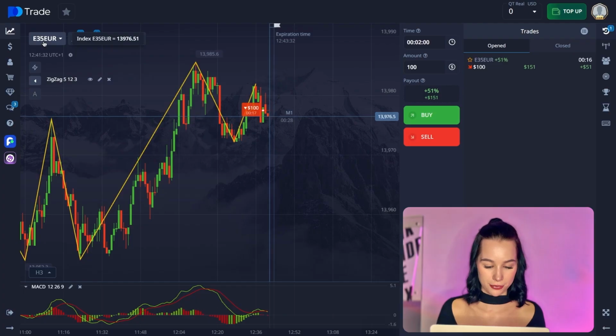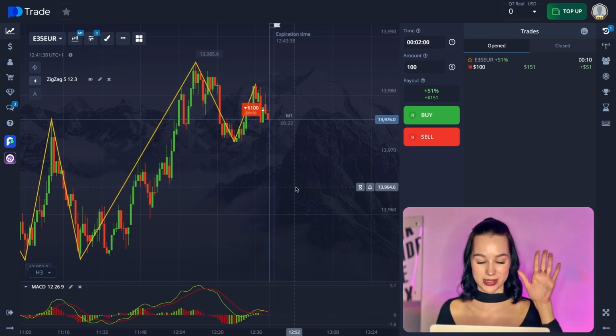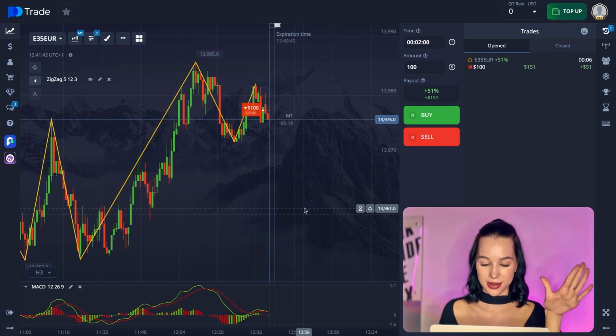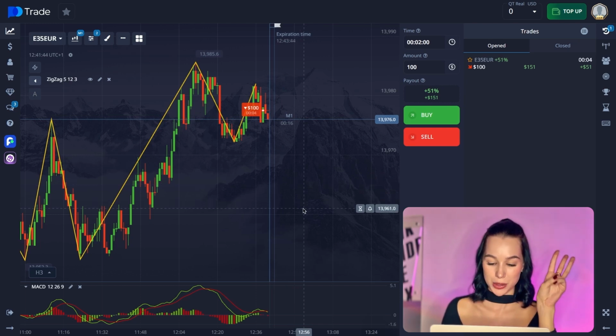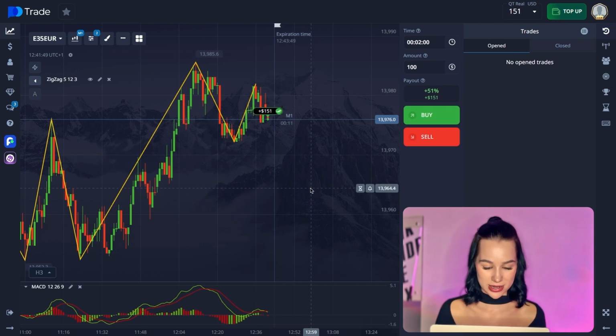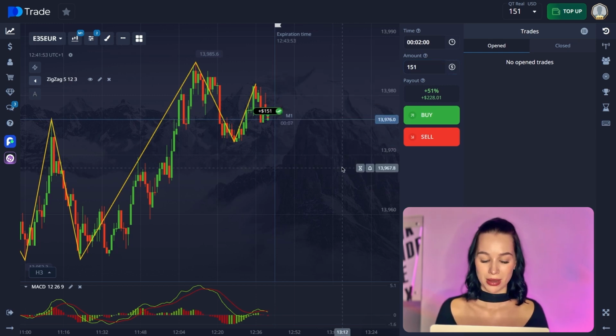But actually we have here just 15 seconds till the end of our trade. As we can see, it reversed in the direction that we need, so it's just 10 seconds till the end. I hope it's gonna be fine. Okay, it's 5 seconds, 4, 3, 2, 1, and we close it in the plus. Here we are, we have $151 now, because the payout here is, by the way, 51%.